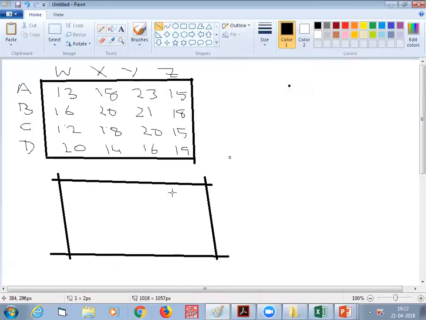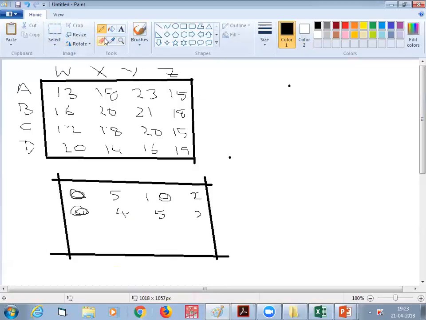Okay, so what do we do now? First row least is 13. So this becomes 0, 5, 10, and 2. Here 0, 4, 5, and 2 again. Oh, this will again give a multiple solution. I thought I changed that.